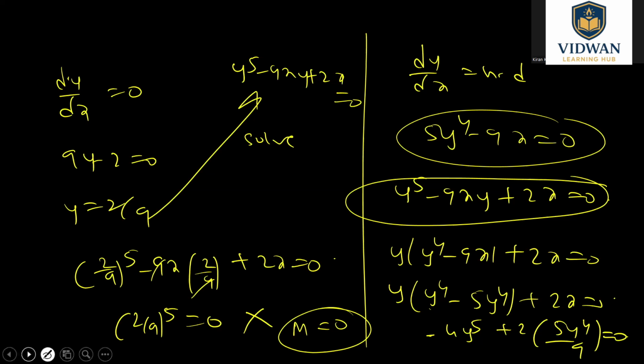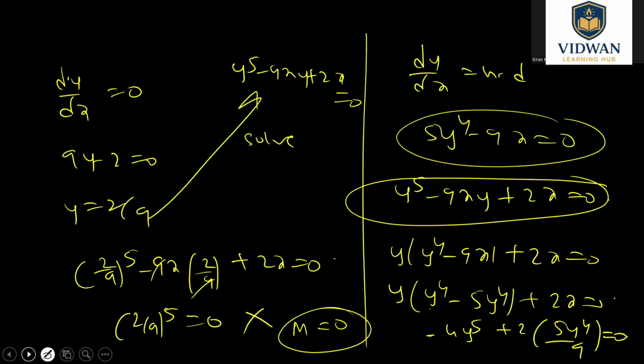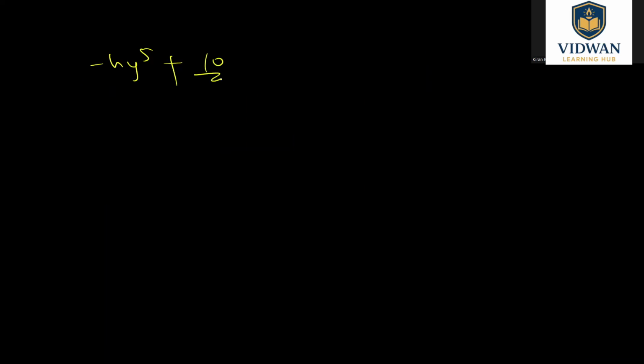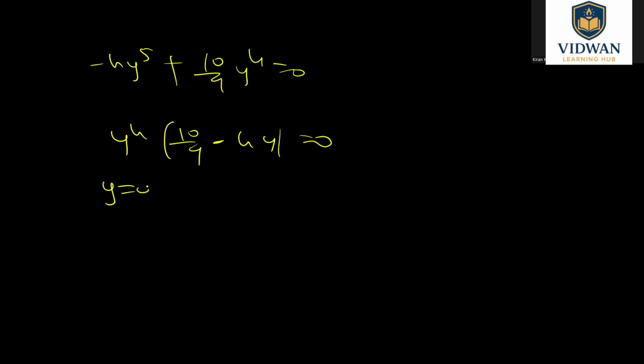So we have minus 4y power 5 plus 10 by 9 y power 4 equal to 0. Taking y power 4 common, we'll get y power 4 into 10 by 9 minus 4y equal to 0. So y power 4 equal to 0 will give y as 0, 4 times, but only distinct values will count.